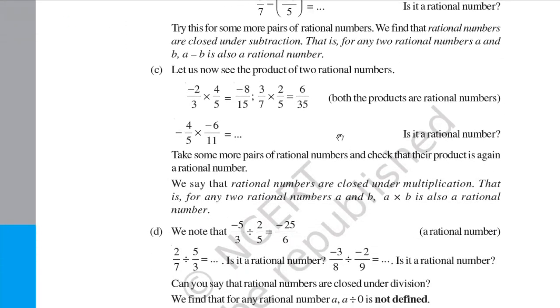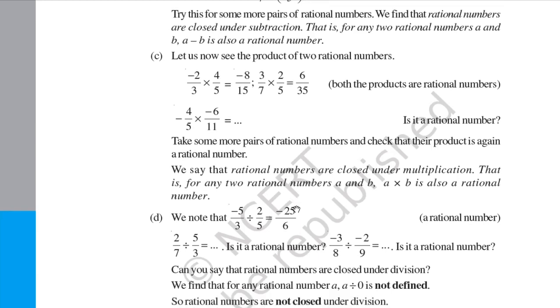Now let's see the product of two rational numbers. Minus 2 upon 3 into 4 upon 5 will give minus 8 upon 15. 3 upon 7 into 2 upon 5 will give 6 upon 35. So both are rational numbers. Here also you can see minus 24, sorry, plus 24 upon 55, which is a rational number. Take some more pairs of rational numbers and check that their product is again a rational number. We see that rational numbers are closed under multiplication also. That is, for any two rational numbers a and b, a into b is also a rational number.